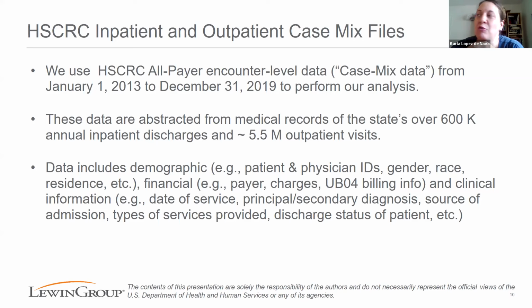On average, annually, the state has around 600,000 inpatient discharges and about 5.5 million outpatient visits. Again, this is an average because these numbers change every year. And these all-payer data include demographic information, financial information, and clinical information. So they are extremely comprehensive and certainly very useful to monitor the model.